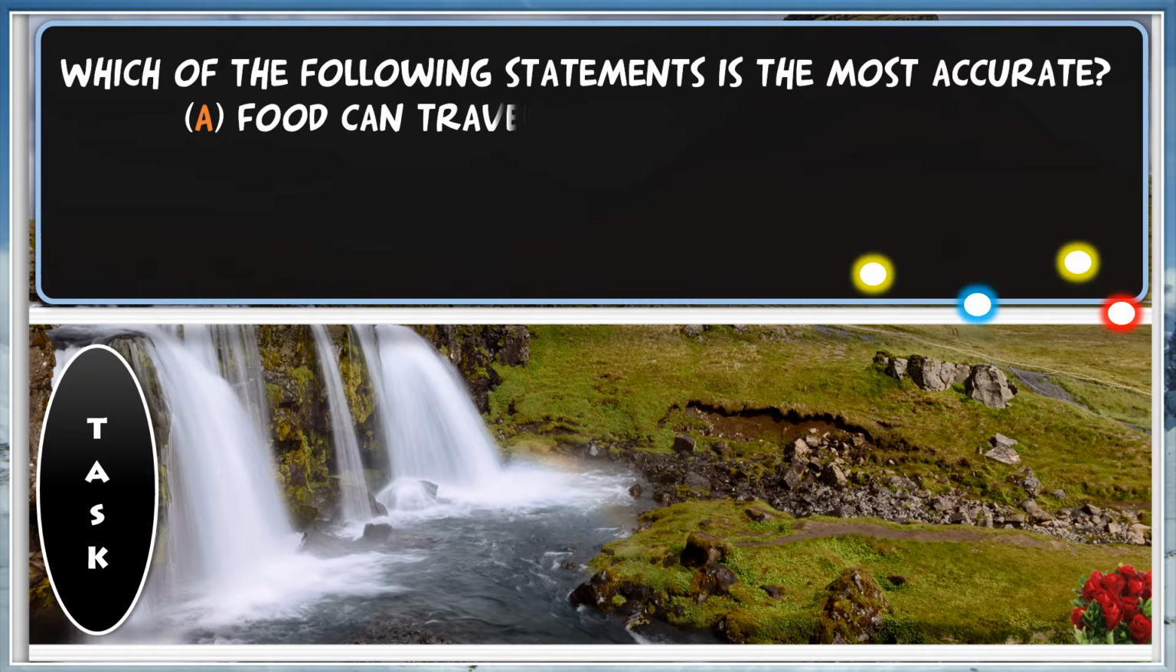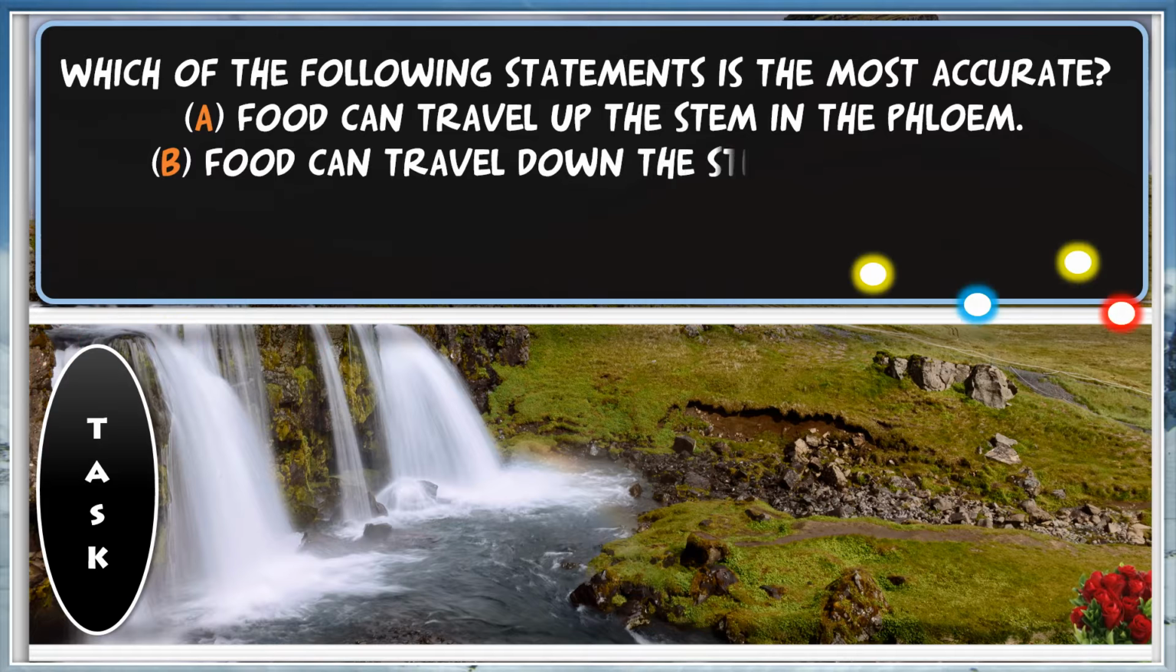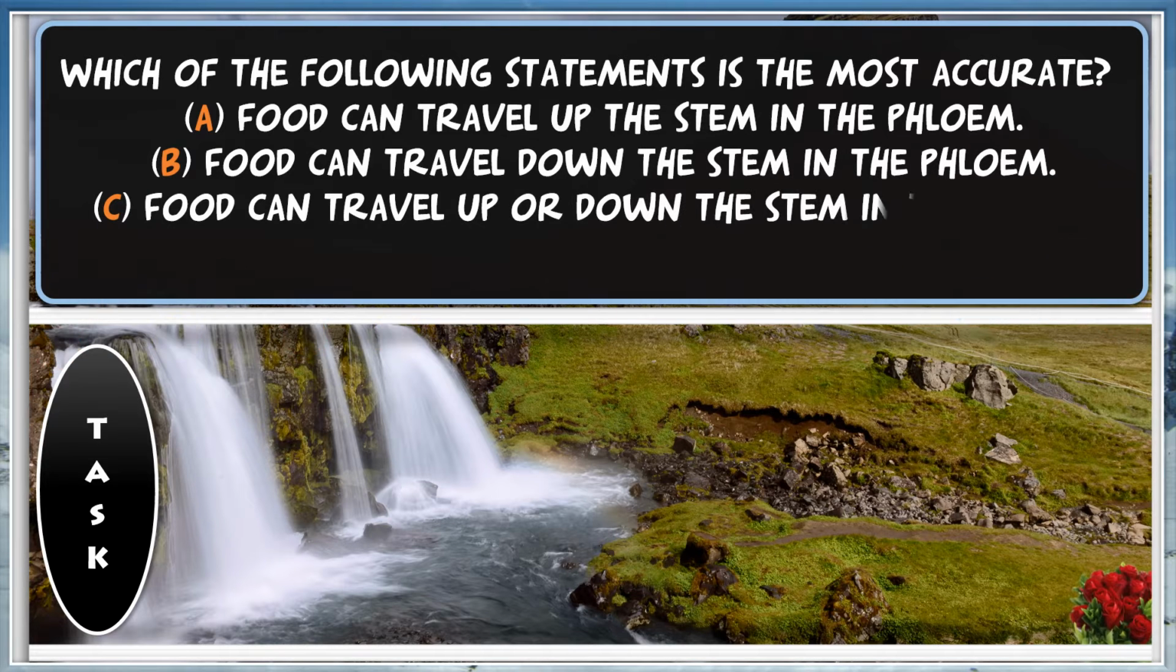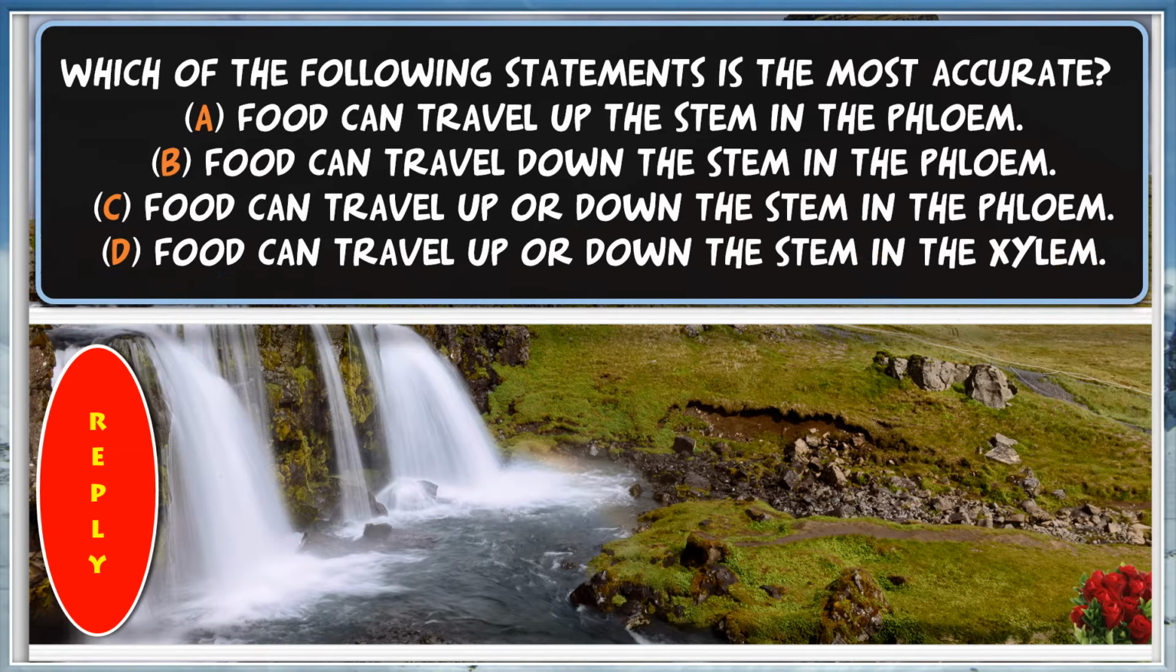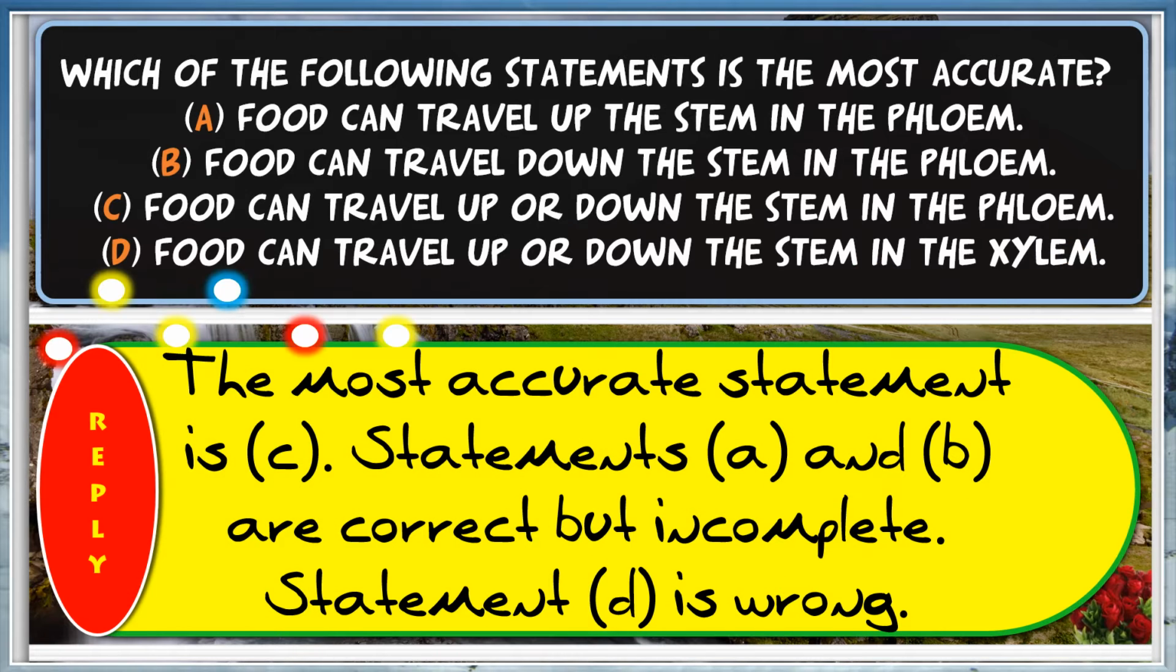Which of the following statements is the most accurate? A. Food can travel up the stem in the phloem. B. Food can travel down the stem in the phloem. C. Food can travel up or down the stem in the phloem. D. Food can travel up and down the stem in the xylem. The most accurate statement is C.